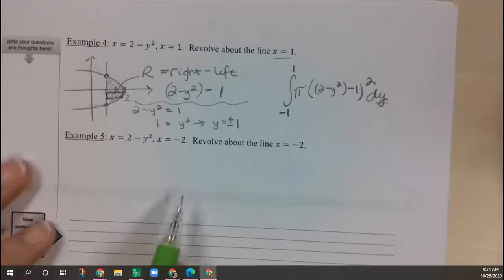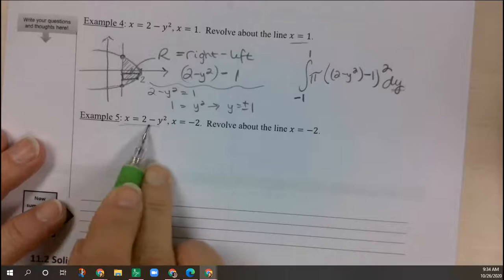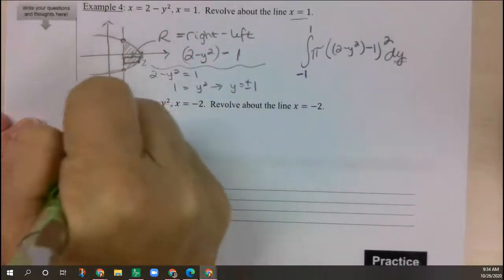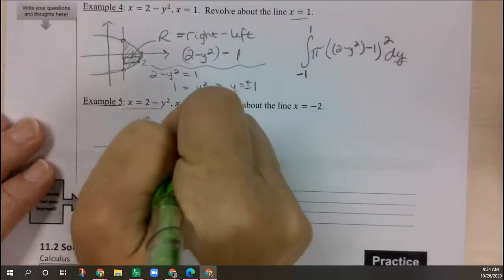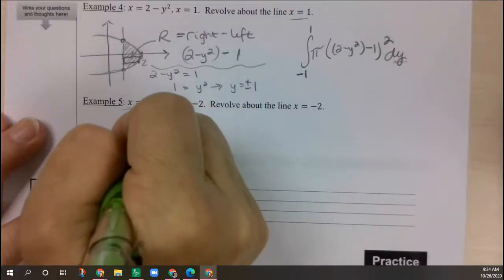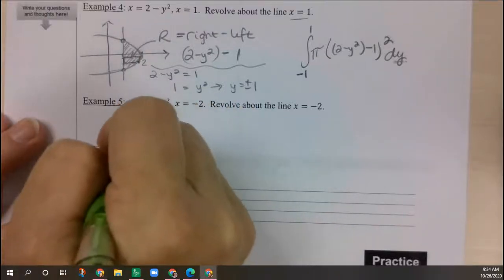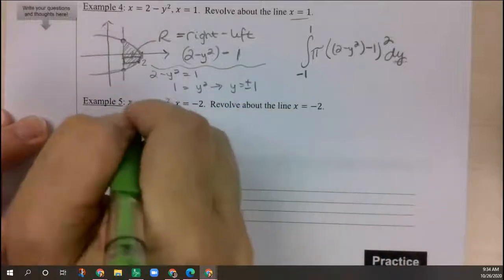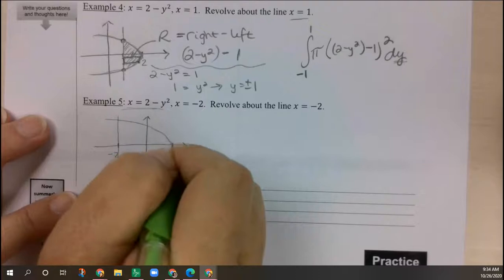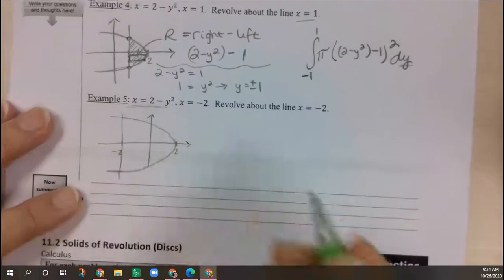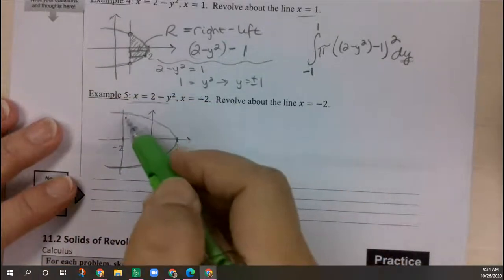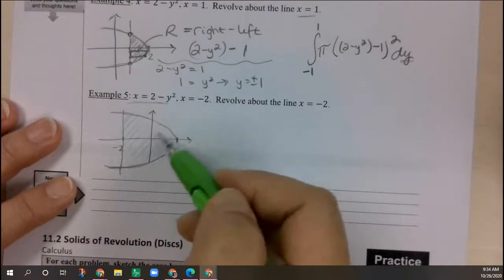All right, let's do one more. Notice that my initial starting equation here is the same sideways parabola, x equals 2 minus y squared, but this time I'm rotating around x equals negative 2. So I'm going to go, let's see, 1 right here, negative 2. There's my axis of rotation. Let me draw in my parabola, sideways parabola. Okay, not exactly symmetrical, but we'll pretend like it is. All right, so here's the region that we would rotate.